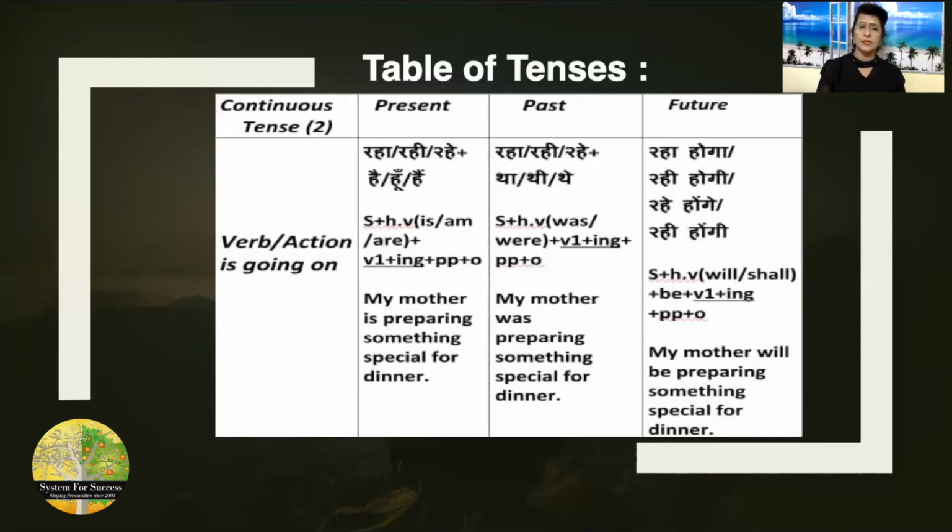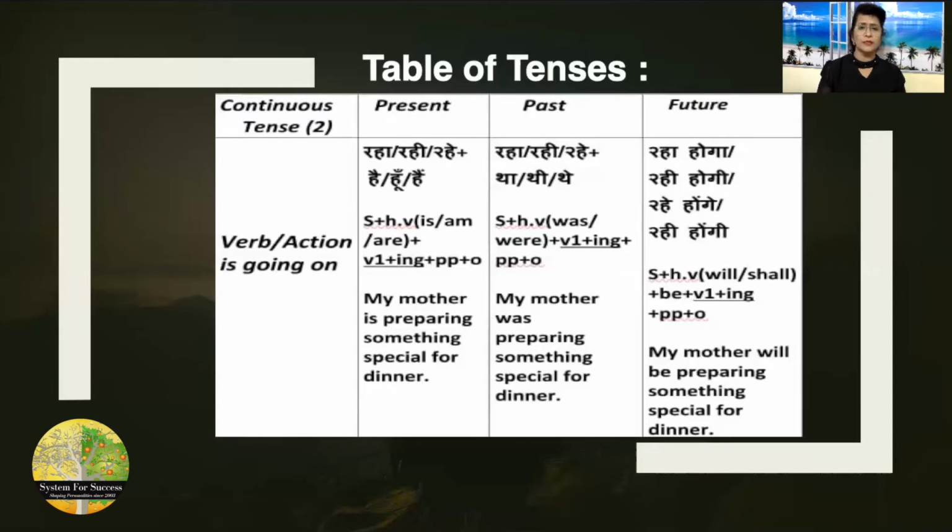So in the beginning, if you are practicing will with all the subjects, there will be no mistake at all. Shall is normally used with I and we. But once again, will can be used with all the subjects, so I insist to start with will. Later on, you can differentiate between will and shall and practice it for mastery. English sentence formation will be subject plus helping verb, will be or shall be, then first form of the verb, ing, plus preposition plus object.